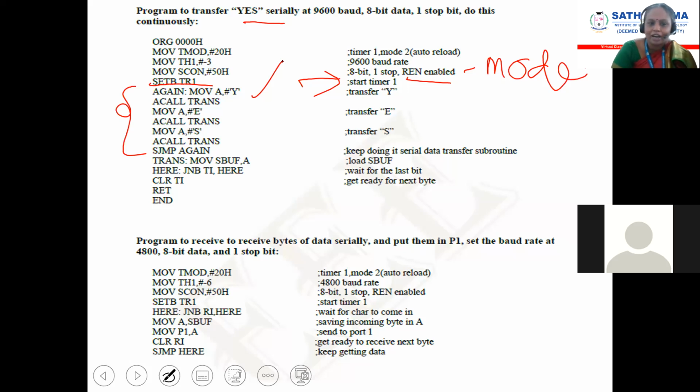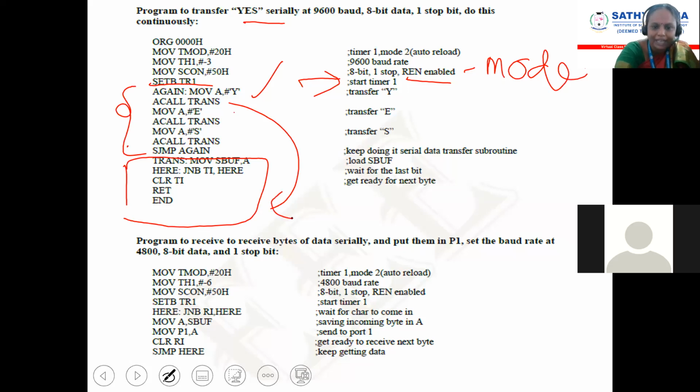ACALL. ACALL means what? This is my delay program. So on transmit it will automatically come to the delay program. In the delay program, what am I doing? I am moving my accumulator value to SBUF. SBUF means serial buffer. And then JNB TI. We all know TI means transmission interrupt flag. So every time I am checking whether Y is transmitted or not.